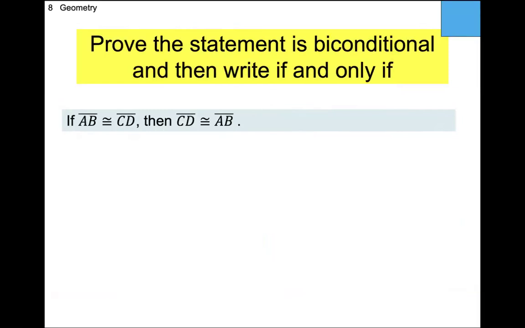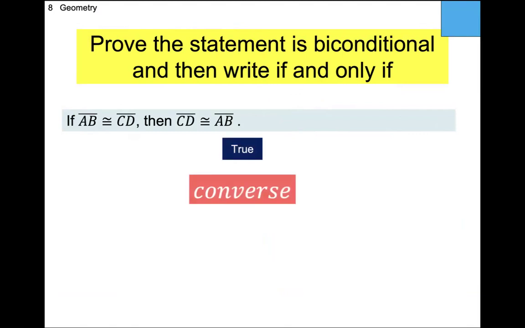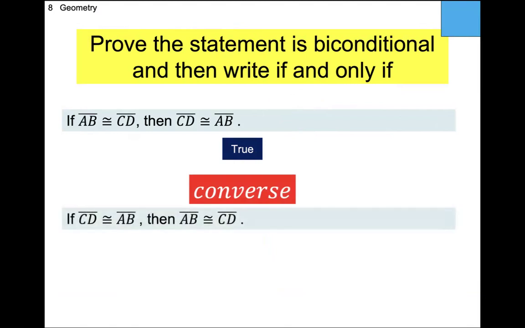All right, let's see another one. Prove the statement is biconditional and then write an "if and only if." Let's see what it says. If segment AB is congruent to segment CD, then segment CD is congruent to segment AB. Well, that's true, right? What would be the converse? If segment CD is congruent to segment AB, then segment AB is congruent to segment CD, and that's true as well. So both the conditional and the converse are true.